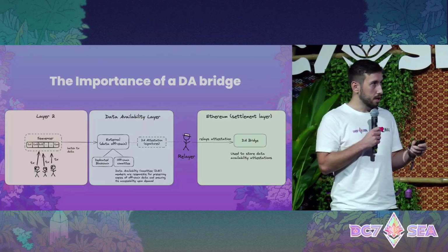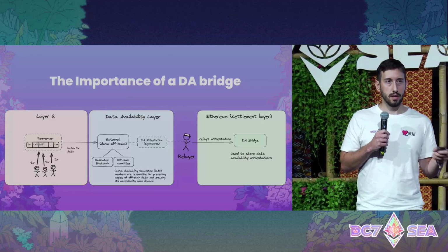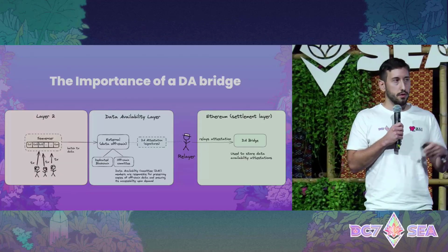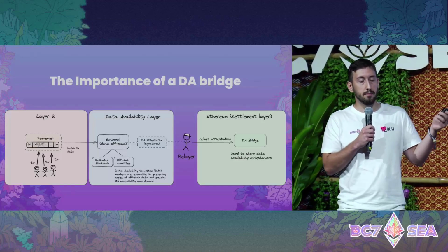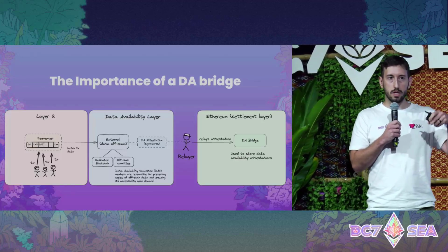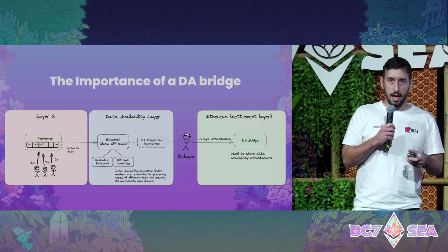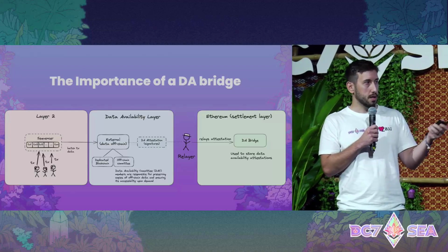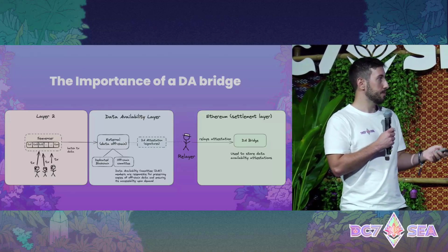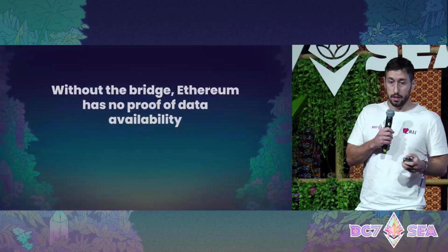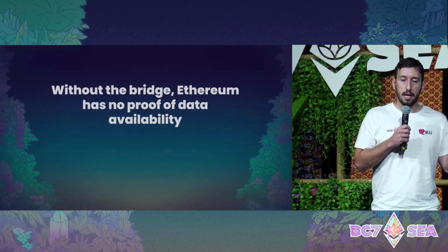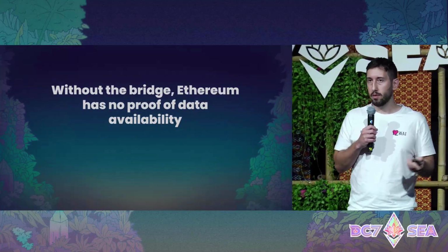But the DA layer is only one side of the equation, a secure DA layer. What's also important is to have a secure DA bridge. For an external DA that is maybe used by an Optimium or a Validium, you need Ethereum to receive a proof that the data was made available on this external DA layer. And this proof then needs to be relayed to a smart contract on Ethereum. This smart contract is called a DA bridge. And without this bridge, Ethereum has no proof of data availability. So it is very important, and a DA bridge needs to be integrated in the proof system of the L2.